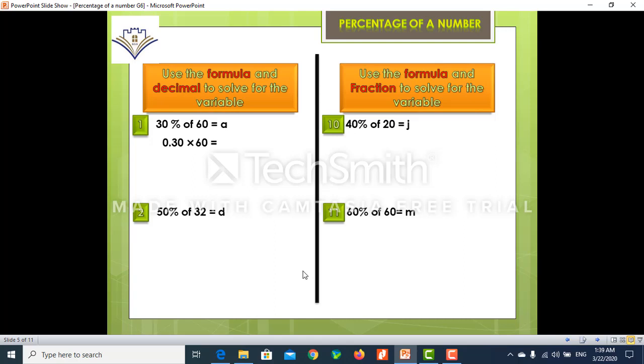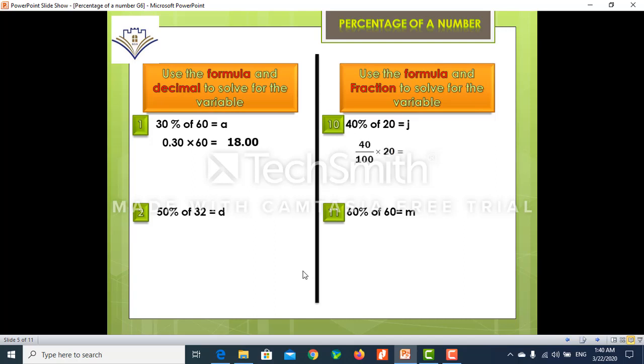Then 0.30 multiplied by 60 equals, try to think, yes, it's 18. Good. Let's go to the second question, number 10. Use the formula and fractions to solve for the variable. 40% of 20 equals j. Now 40%, I need to convert it to a fraction.